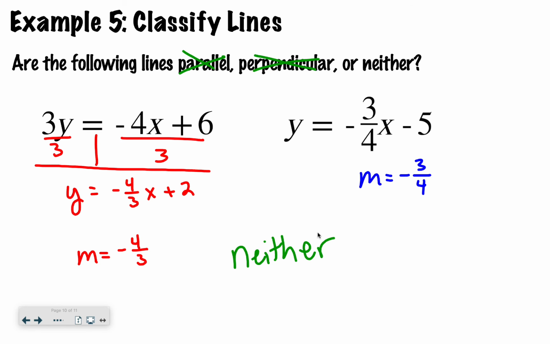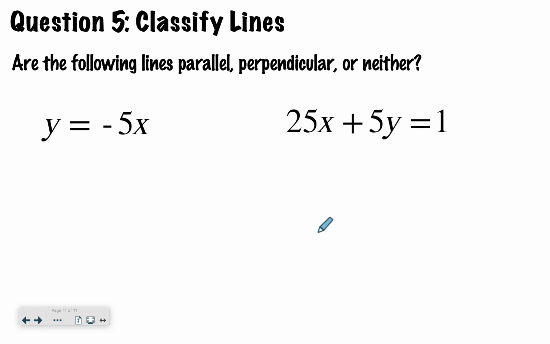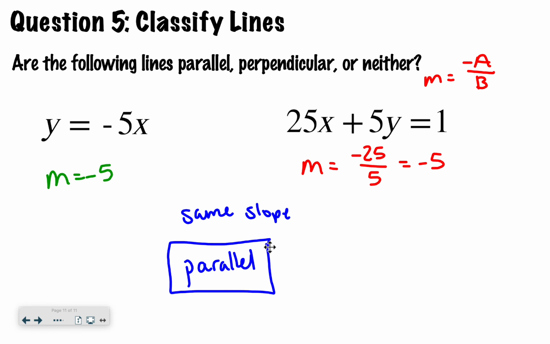Okay? So then what I'm going to have you do is classify these two lines. Are they parallel, perpendicular, or neither? Good luck. All right, for this problem, hopefully you said the slope for y equals negative 5x. Your slope is negative 5.